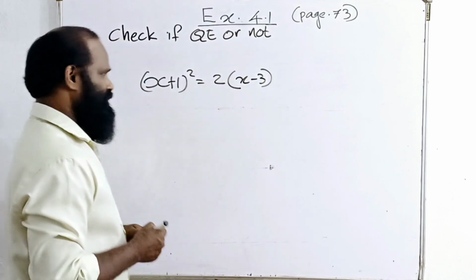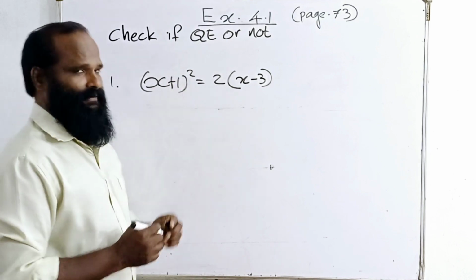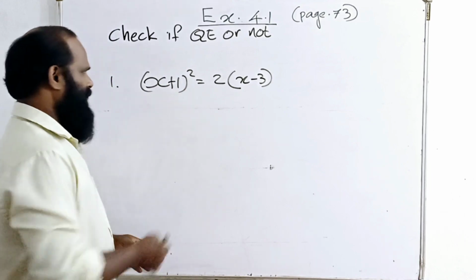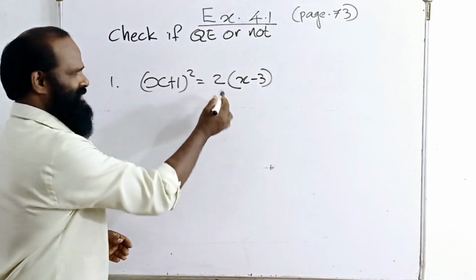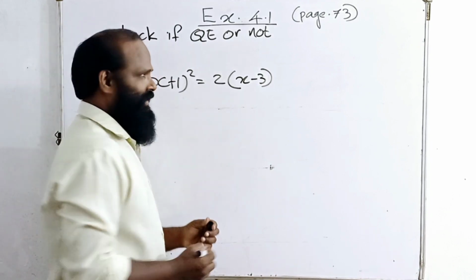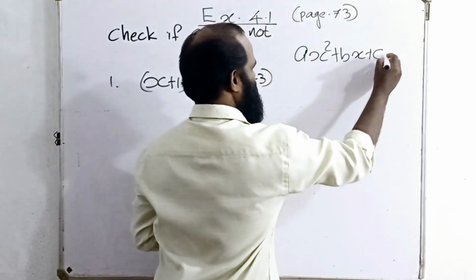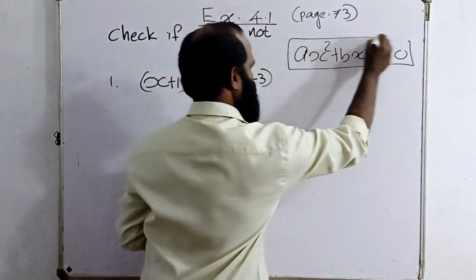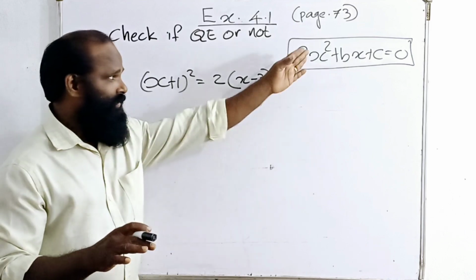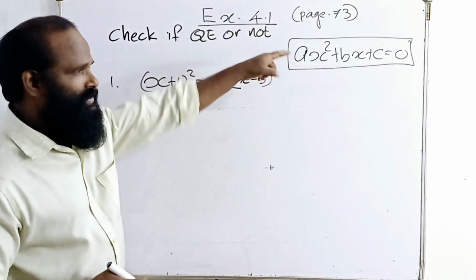This is question number 1. Exercise 4.1, question number 1. Check if the given expressions are quadratic equations or not. Question number 1. x plus 1 the whole square is equal to 2 into x minus 3. I told you, it should be converted into the standard form of the quadratic equation, ax square plus bx plus c is equal to 0. At present, this equation doesn't look to be in the standard form. Let us work it out and change it into standard form.